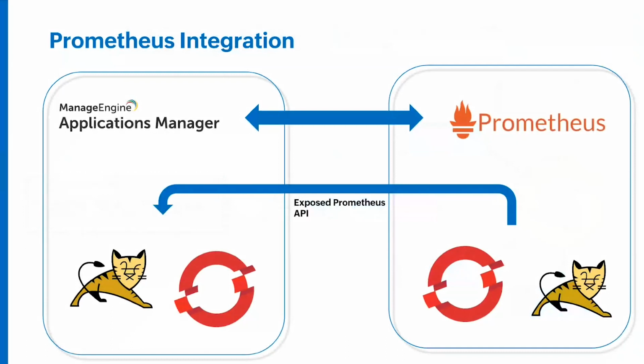In Applications Manager you can integrate the Prometheus platform. Once you integrate Prometheus, you can export the monitors which are deployed in the Prometheus environment. Currently we support only two monitor types: one is Tomcat and the other is OpenShift. Through the exposed API, if due to security reasons in your environment you're not allowed to use SSH to fetch the OpenShift details, you can use this Prometheus integration, where the information will be collected from Prometheus. Currently it is applicable only for Tomcat and OpenShift monitoring.